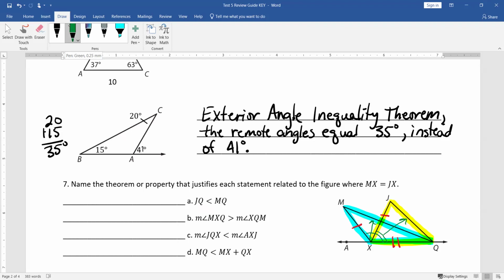Or, hold on, let's go back. Let me look at this. In this case, we have congruent triangles, so that's why it has to be the hinge theorem. The hinge theorem says if two sides of one triangle are congruent to two sides of the second triangle, and the included angle of the first is larger than the second, then the third side of the first has to be longer. So this is the hinge theorem.